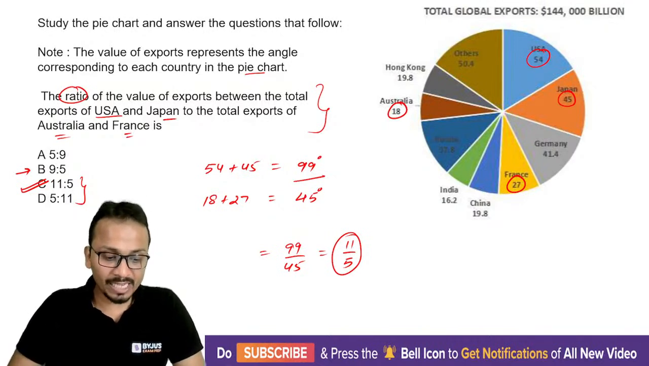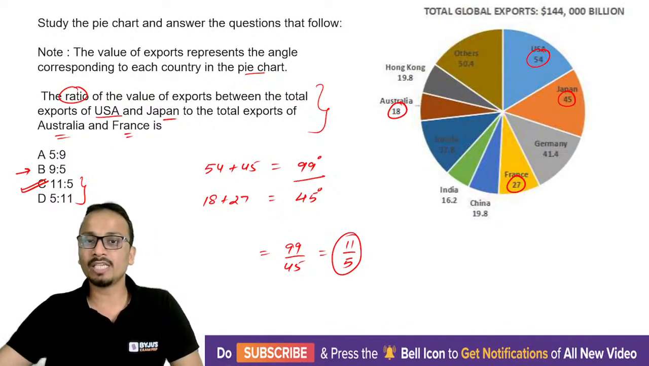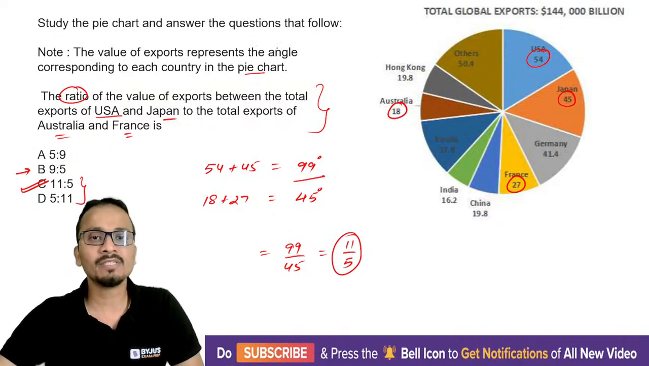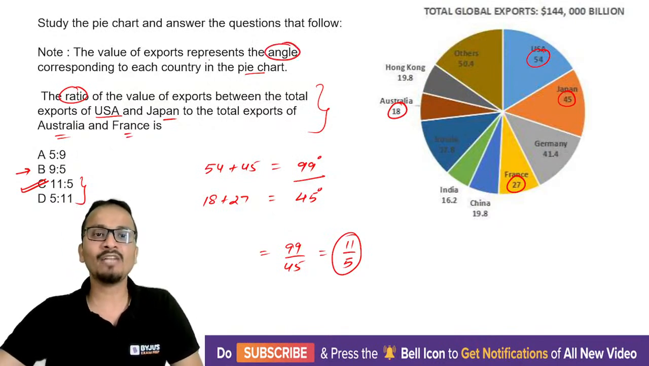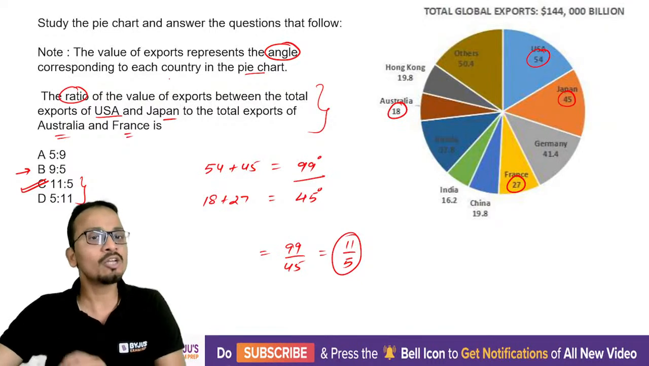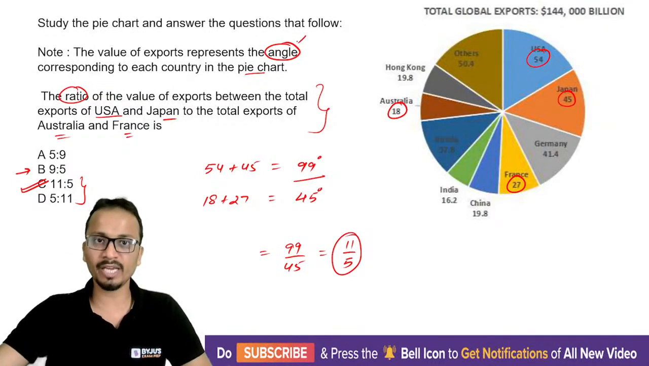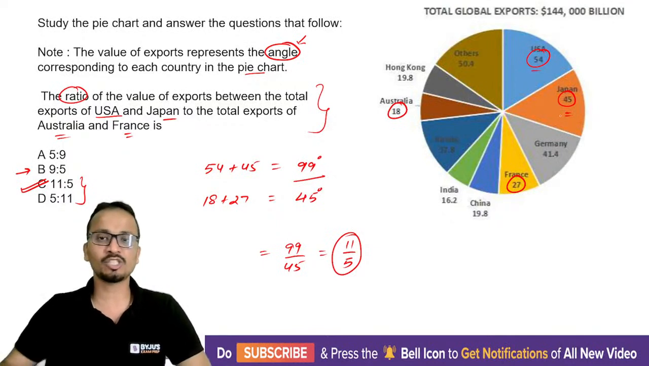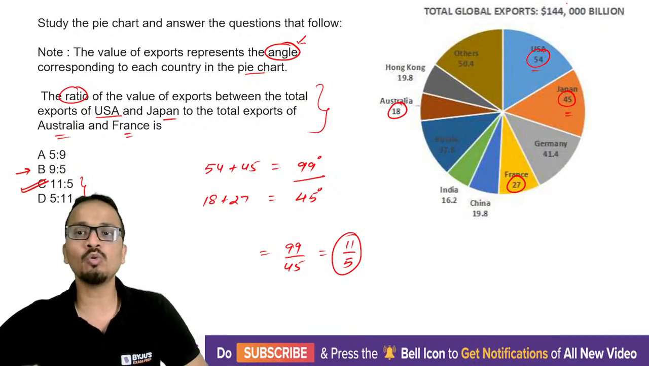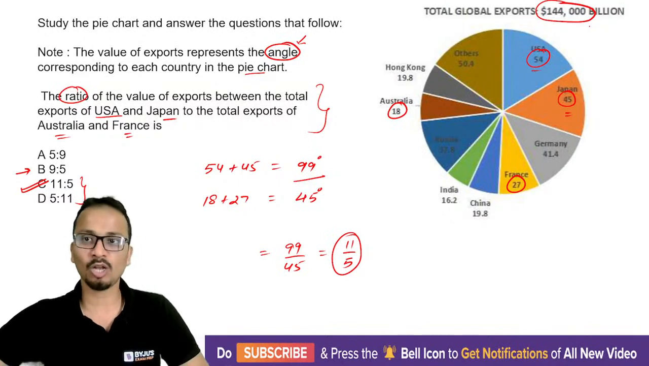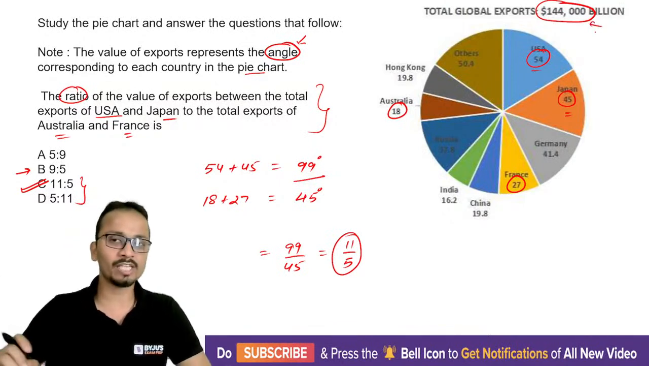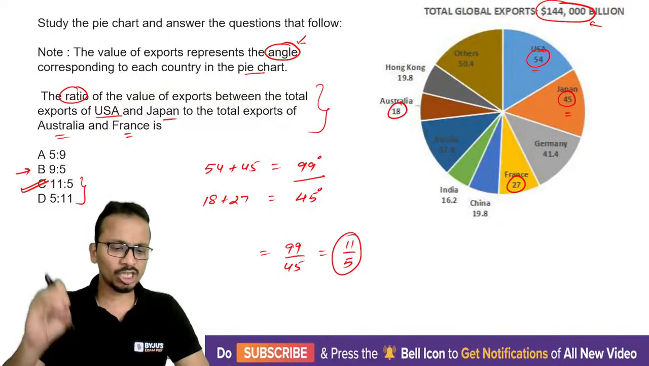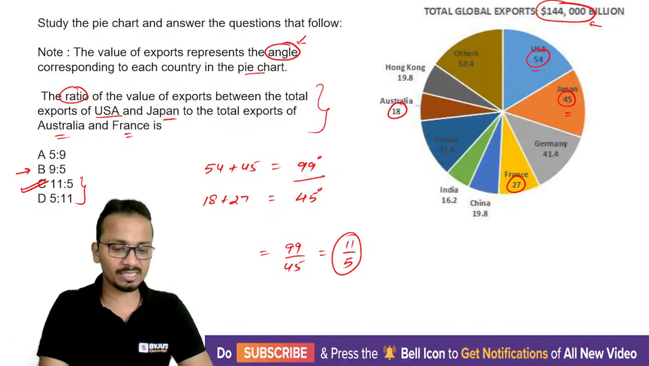Yash, these will be exports and not angle. Okay. So यहाँ पे ये angle दिया हुआ है. See, look at this word. The value of the exports represent the angle corresponding to each country. Okay, so these are the angles which are represented, not the exports. If you will add all of them, it will not be equal to obviously dollar 1,44,000. So dollar 1,44,000 is the total exports, and in the pie chart you are given the angle that is represented.